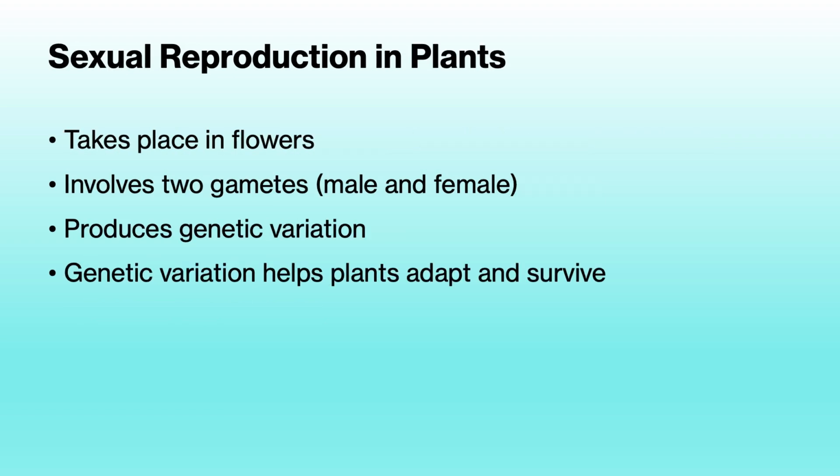Sexual reproduction in plants usually happens in flowers, which are the reproductive organs. The process involves two gametes, the male and the female gametes, joining together, which leads to genetic variation in the offspring, which helps plants adapt to environmental change and the survival of the fittest.